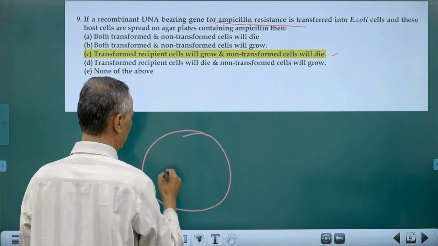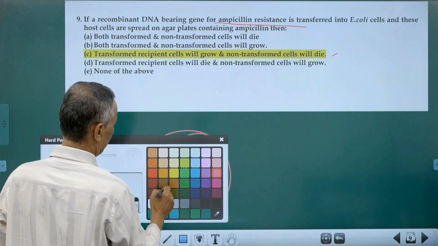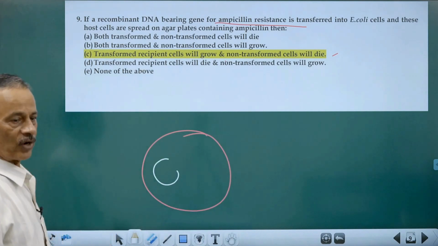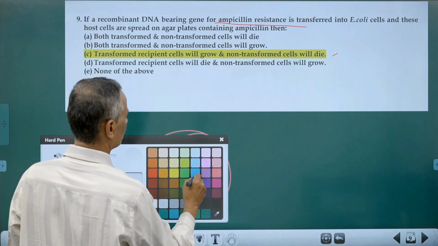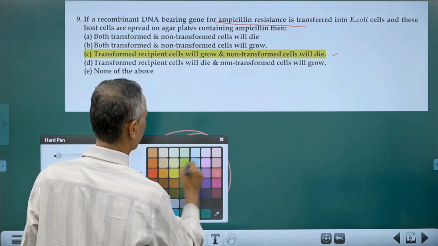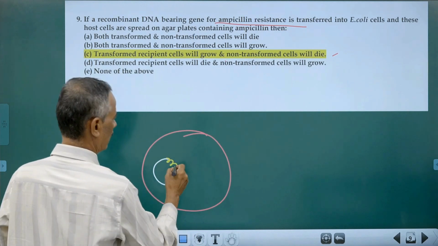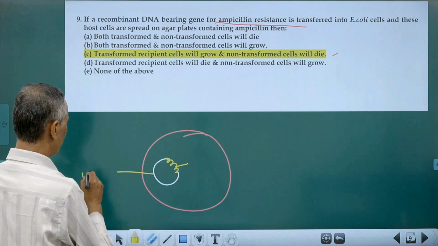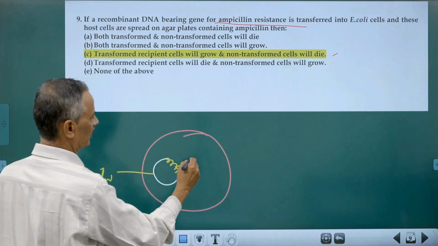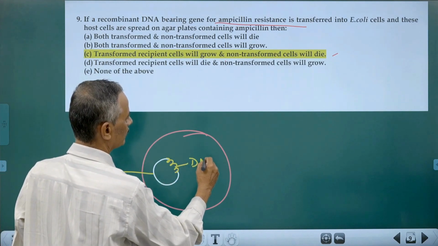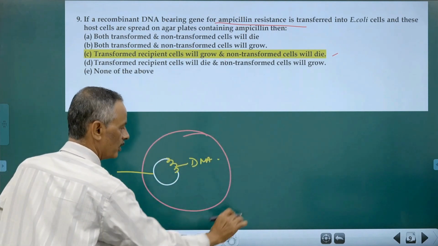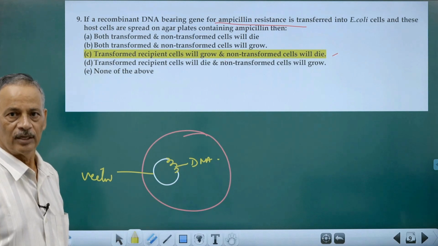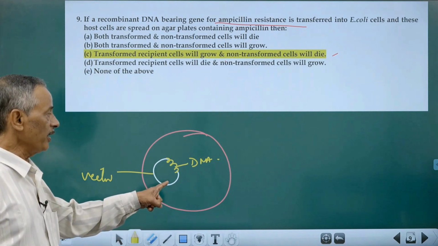This is the bacterium cell. And this is the vector. And this is the desired DNA. Now, this is the vector and this is the desired DNA. This has received the recombinant DNA from outside. Now it is called a recombinant transformant.